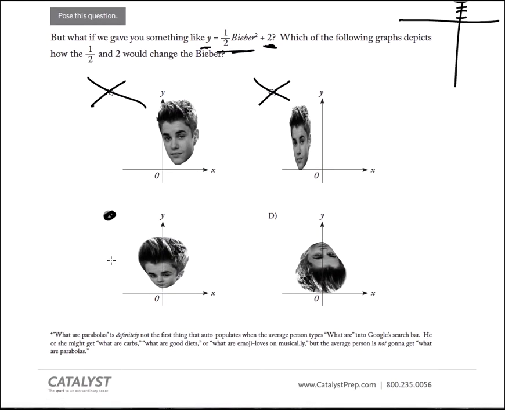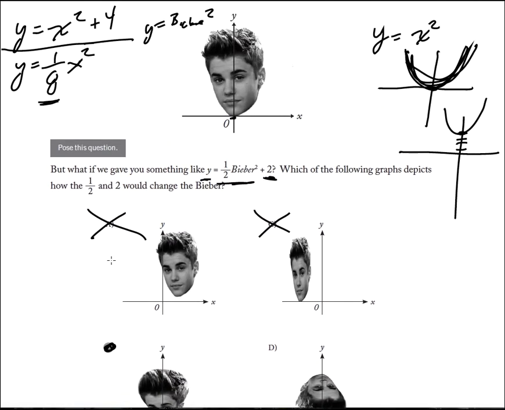What would D be? Let me ask you guys a challenge question. What would D be? What would I have to put there? Yeah, I'd have to make it negative 1/2 Bieber squared, right? Because if I put a negative, it would flip it upside down, right? So that refreshed us a little bit on how parabolas shift and shrink and stretch.